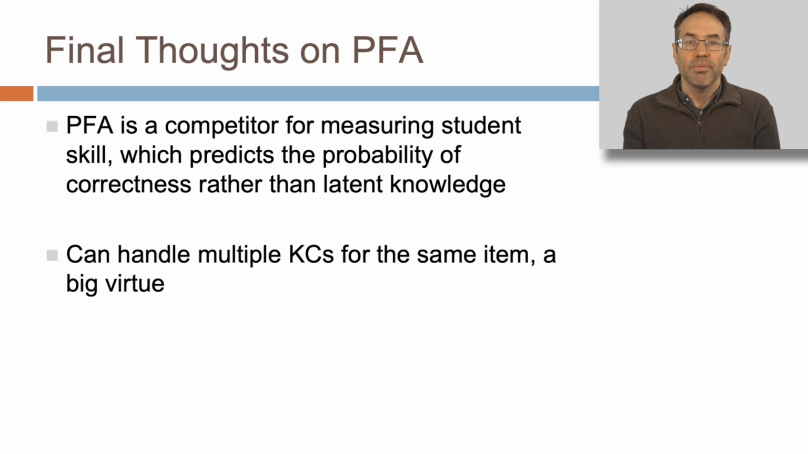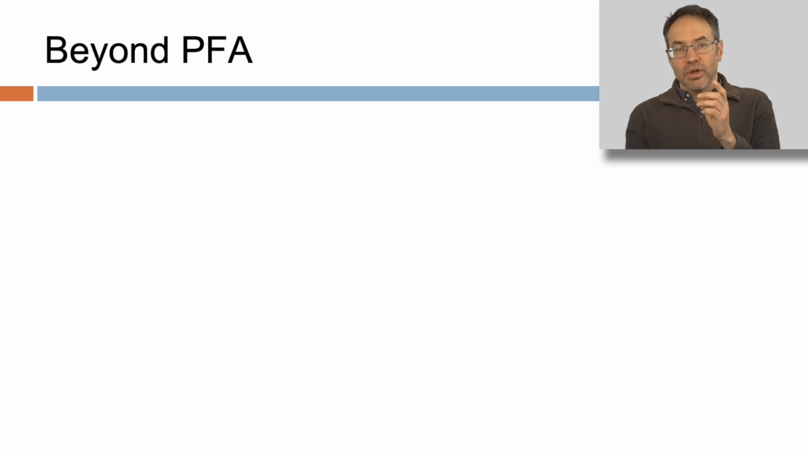So, some final thoughts on PFA. PFA is a competitor for measuring student skill, which predicts the probability of correctness rather than latent knowledge. It can handle multiple skills for the same item in a graceful way, which is a big virtue. Going beyond PFA.